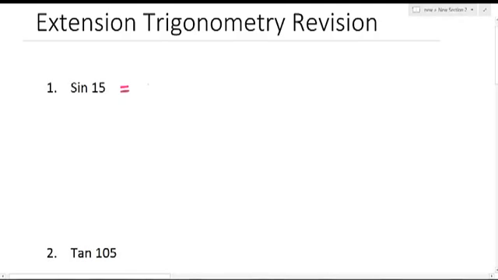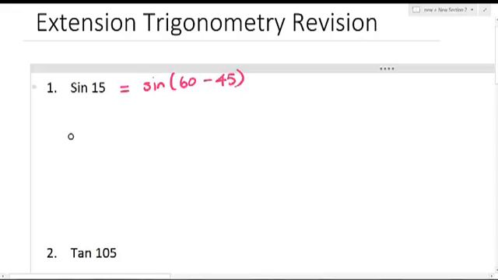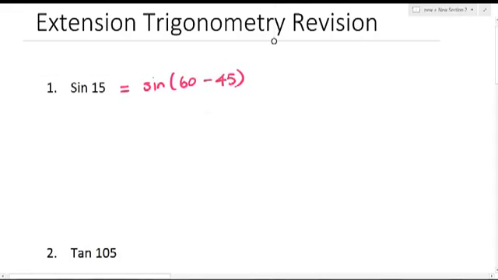We know sine 15 degrees can be broken up as sine brackets 60 minus 45. So if I can break 15 degrees into 60 degrees minus 45 degrees, I can use the differences rule to work that out. So using the differences between two angles for sine, we get sine 60 times cos 45 minus cos 60 sine 45.